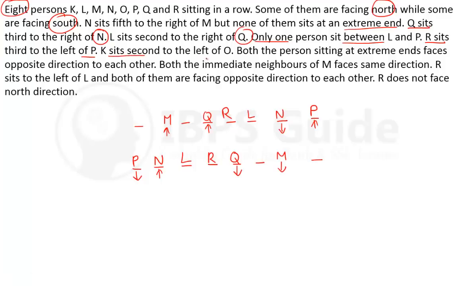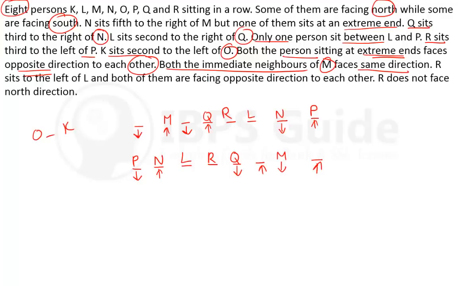Now read for the K sits second to the left of O. Okay, O and K, two gap is there. Both of them are sitting at the extreme end. Both of the persons sitting at the extreme end face opposite directions to each other. Means if this P is facing north, then this person may face south. In this case, P is facing south, then this person may be facing north. Now further it says both the immediate neighbors of M face the same direction. Both the immediate means this one and this one. If this neighbor is facing south, then this neighbor is also facing south. If this neighbor is facing north, then this neighbor is also facing north.